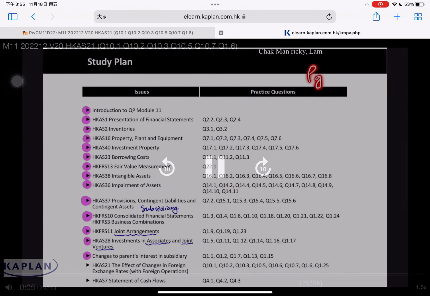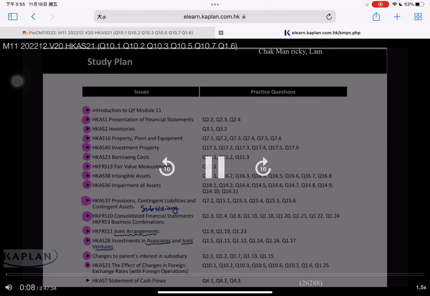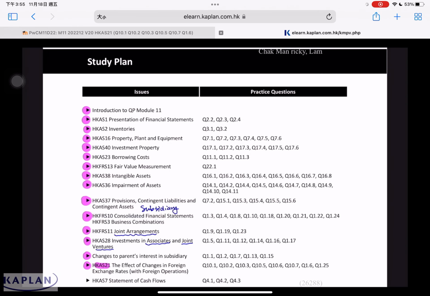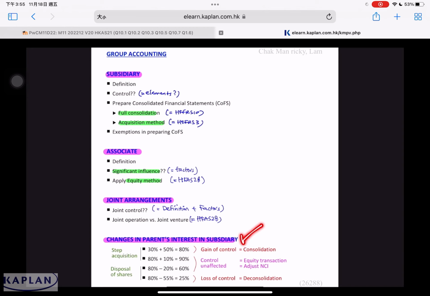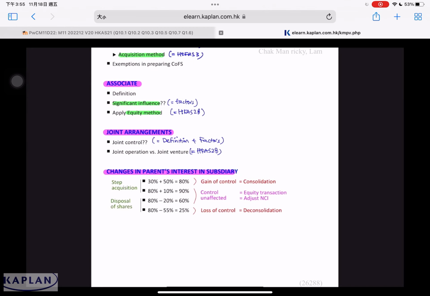Please refer to page 3. The next topic we're going to discuss will be AS21, the effect of changes in foreign exchange rate together with foreign operations, such as foreign subsidiary and foreign associate. After looking at changes in parent interest in subsidiary, we're going to look at the next topic, foreign operations. This operation can be a foreign subsidiary or a foreign associate.